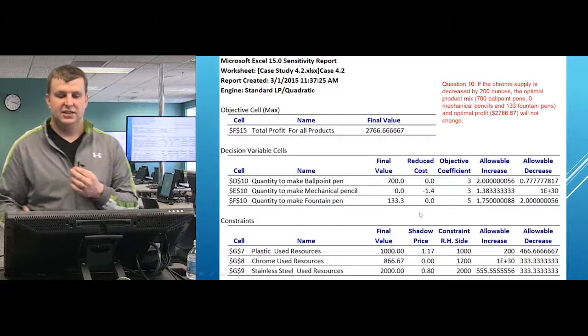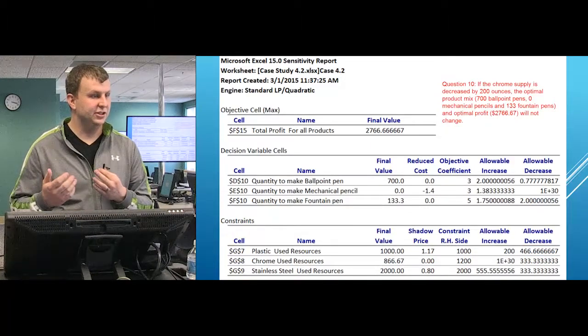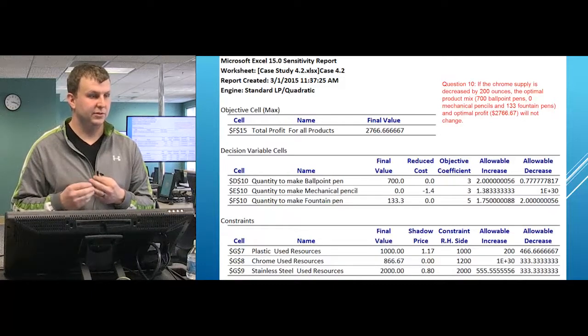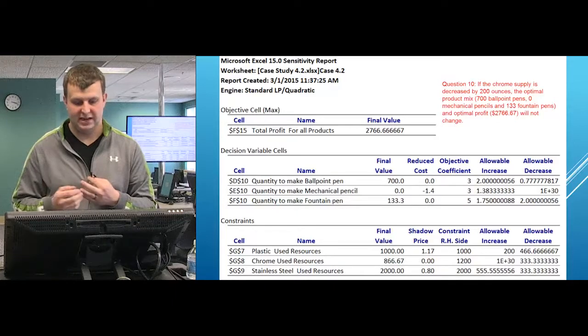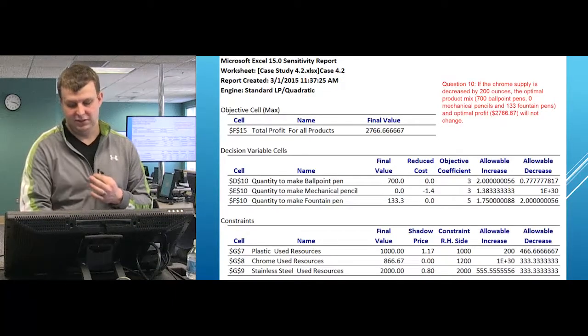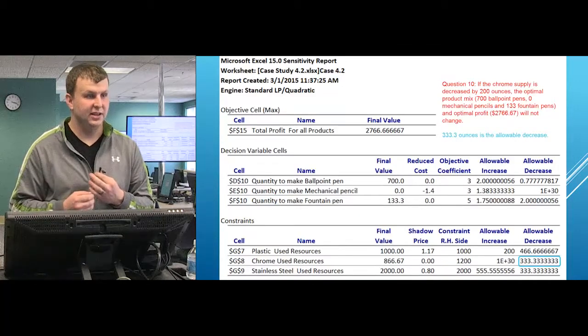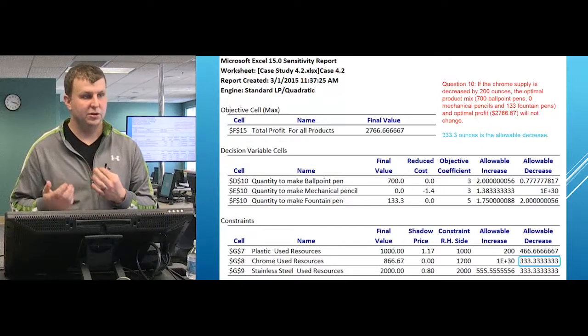So the next question is, if the chrome supply is decreased by 200 ounces due to the supplier issue, where the supplier may not be able to produce all the chrome that we need, is that a problem? And the answer here is no, because chrome isn't a binding constraint, and we have an allowable decrease of 333, and 200 is way less than that. So it won't hurt us if they do that.